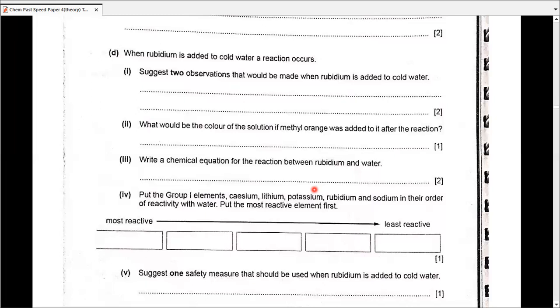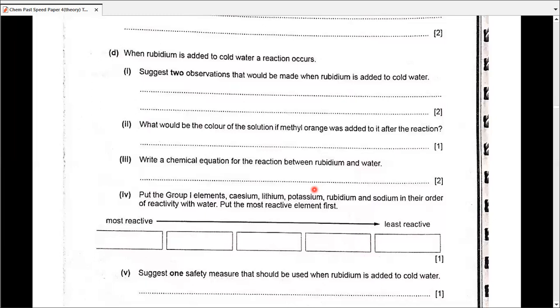So rubidium catches fire, or it's an explosive reaction, or there is some vigorous bubbling with it. These can be part of the observations.